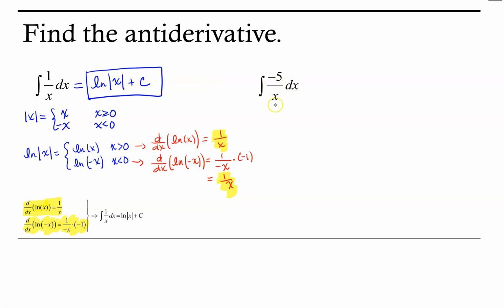Let's look at our second example here. We have the antiderivative of negative 5 over x. Well, negative 5 over x is the same as negative 5 times 1 over x. So let's factor out our constant negative 5. And so we have negative 5 times the antiderivative of 1 over x dx. And we now know that the antiderivative of 1 over x dx is the natural log of the absolute value of x plus c.